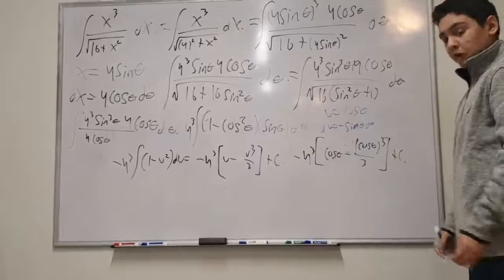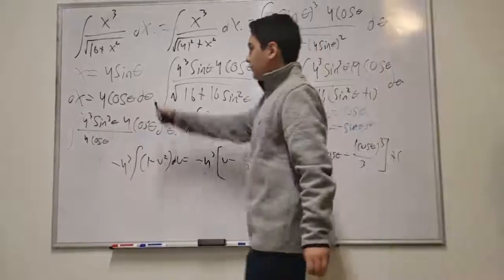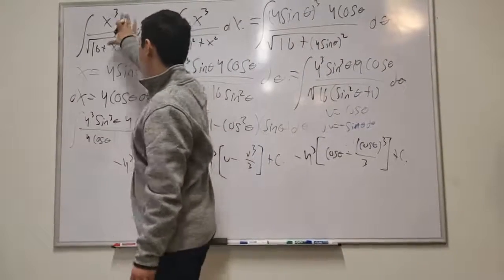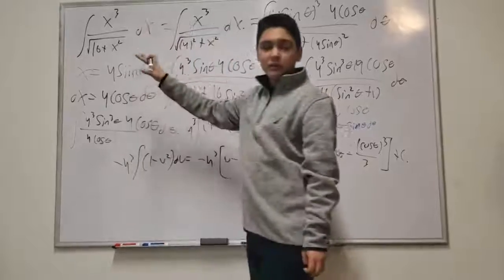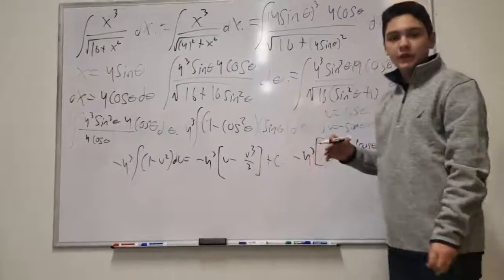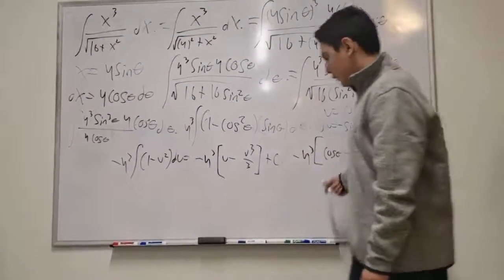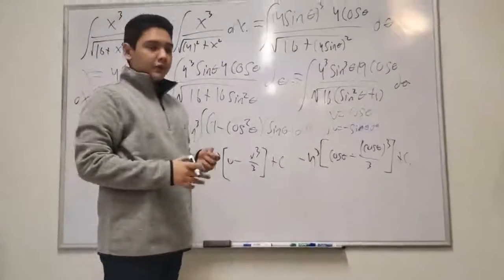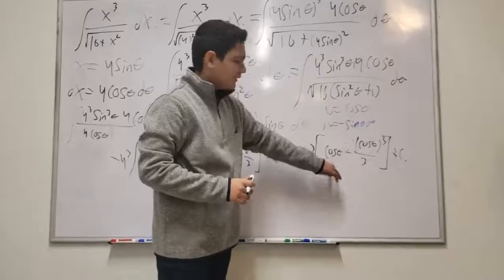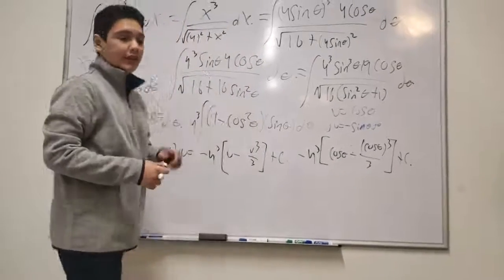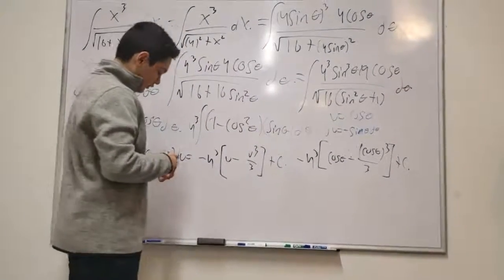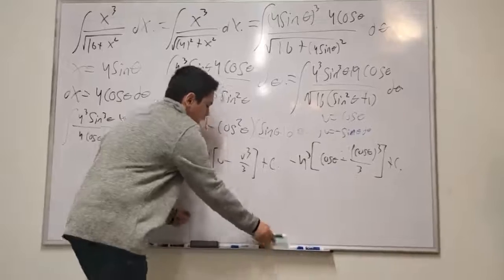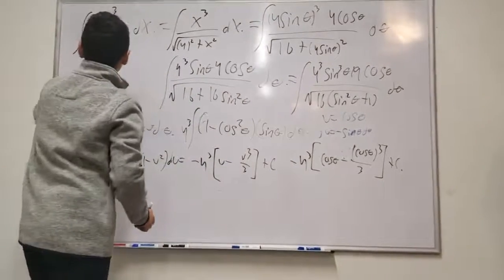Okay, you may think we're done, but in the original example it was with respect to x, so we have to bring it to the x world. For cosine theta, what we can do is draw a right triangle, and with a right triangle we can find what cosine theta, sine theta, and tangent theta are. So I'm going to draw a triangle.